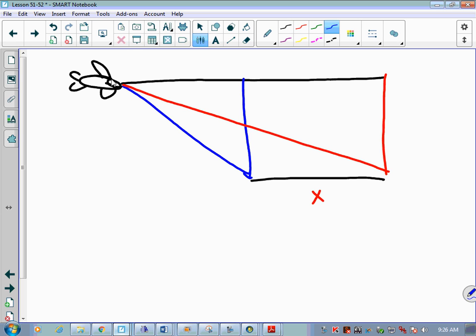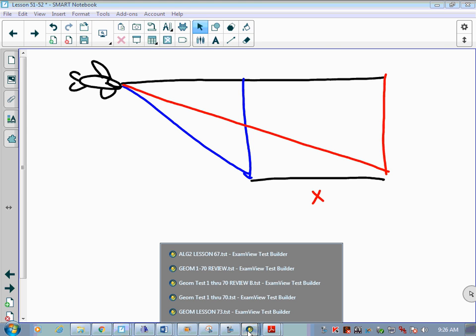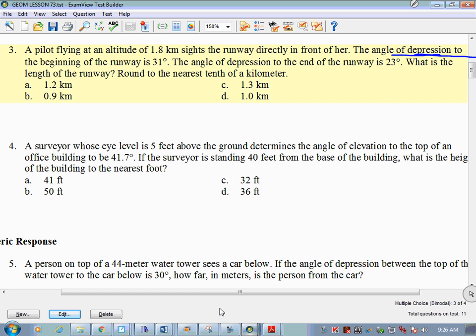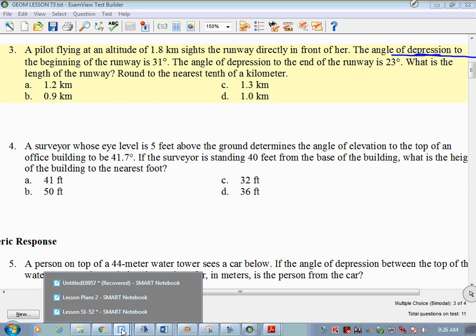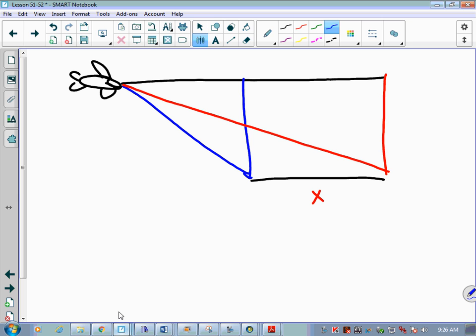So let's look at what it says here. Let me go back to our question. Okay, we're at 1.8 kilometers, correct? All right, so let's fill that information in. 1.8 kilometers should go here and here, correct? So we're 1.8 kilometers up. That's a vertical height, right? All right, do you guys have the document?